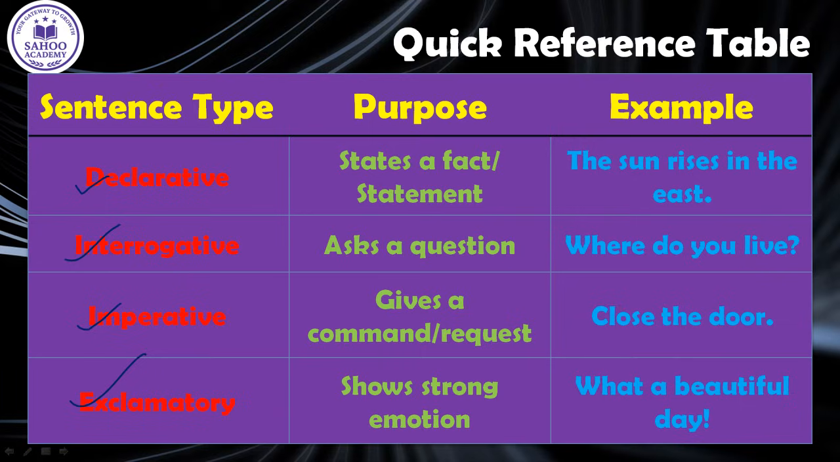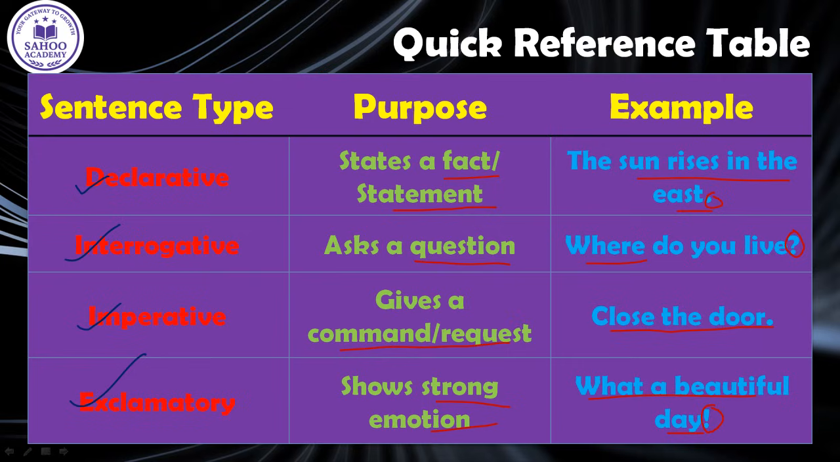Now let's go to the second one, that is the interrogative sentence. This one asks a question to seek information. For example, where do you live? You will recognize it by the question mark. Then the third is the imperative sentence. This type gives a command or makes a request. For example, close the door. Here, the subject you is understood and it is not explicitly stated.